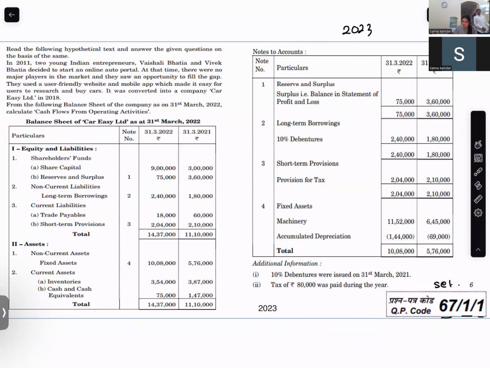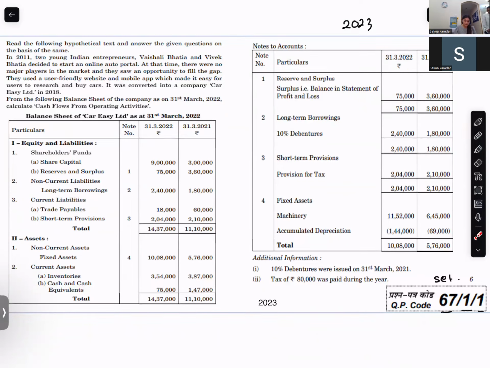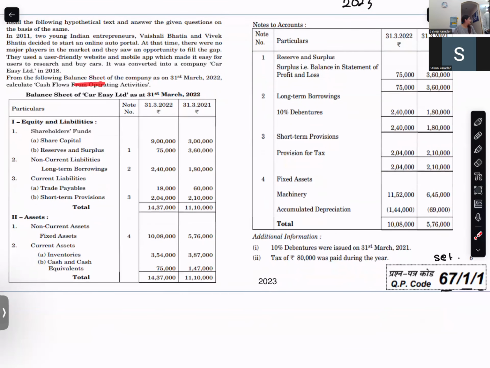What have you been given? You've been given the balance sheet of the company, and you are asked to calculate cash flow from operating activities. You are asked to calculate what? Cash flow from the operating activities. So this is the balance sheet that is given to you. Just go through it. Just go through this balance sheet.